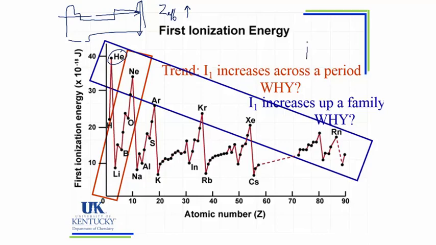Ionization energy increases as you go up, and it increases as you move to the right. Okay, first ionization energy increases up, and it increases across. So why would it do that?